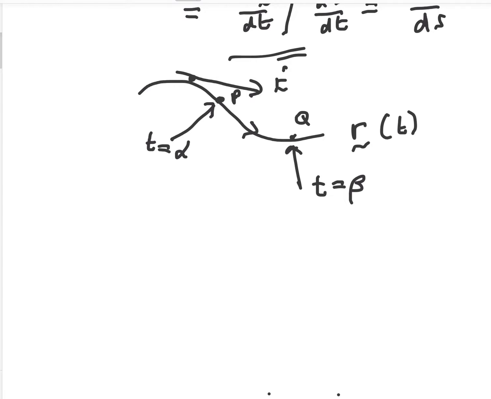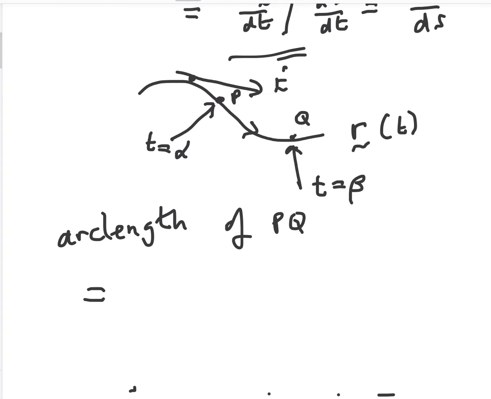So the distance along this curve PQ, along this curve vector r, between P and Q is called the arc length between alpha and beta. Okay? And that is given essentially by this integral involving s. So the arc length of the curve between points P and Q, arc length of PQ, is equal to the integral from alpha to beta. The direction here is important.